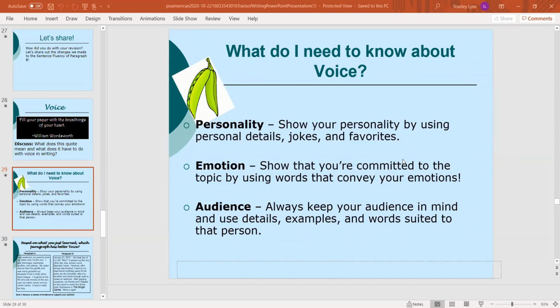What do I need to know about voice? And if you notice, these words spell out P.E.A. First one is personality. Show your personality by using personal details, jokes, and favorites. Emotion. Show that you're committed to the topic by using words that convey your emotions.